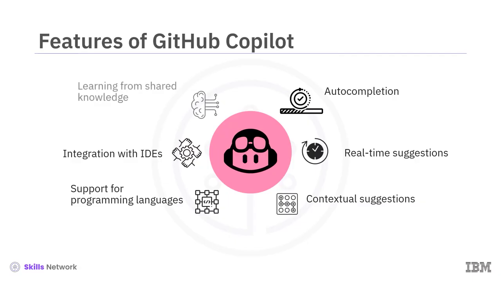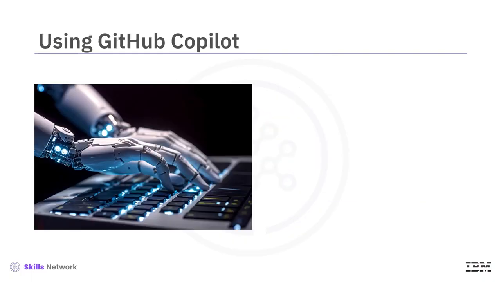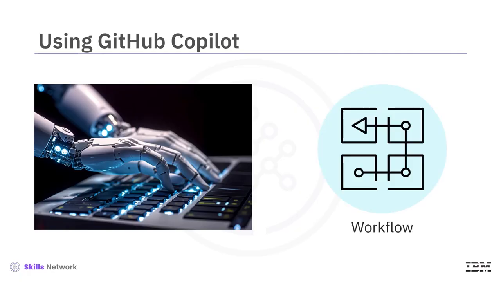GitHub Copilot keeps learning from the shared knowledge in public code, documents, and educational resources. It uses this knowledge to make better suggestions over time. How would you use GitHub Copilot in your work? Let's look at the typical workflow that you might follow when using GitHub Copilot.